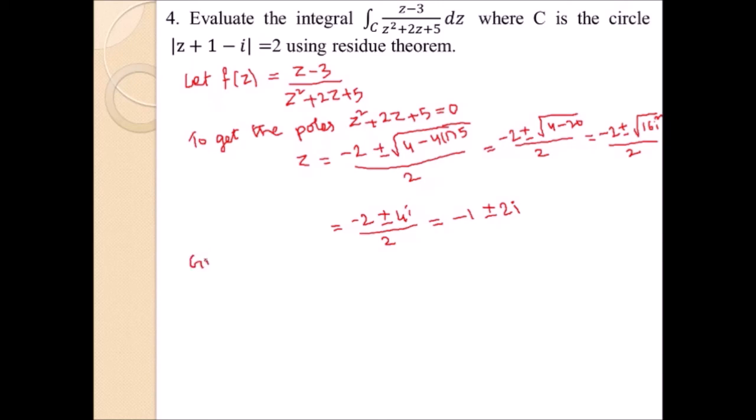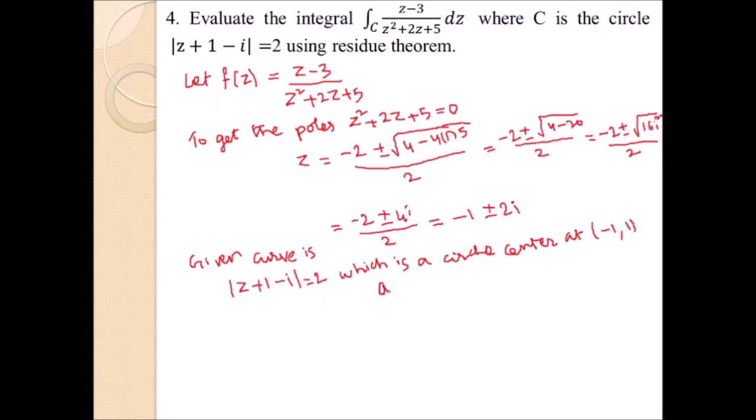Now the given curve is mod of z plus 1 minus i equals 2, which is a circle with center at minus 1 comma 1 and radius 2 units.